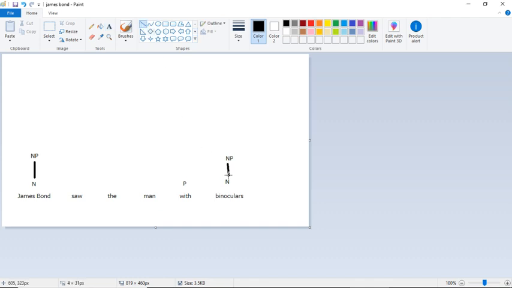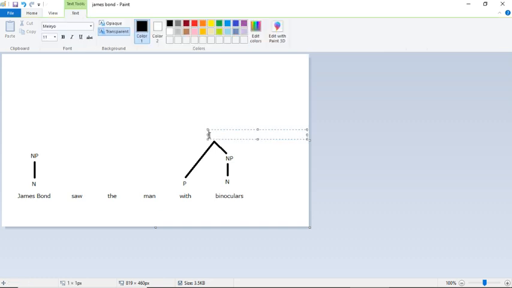like so. And the noun phrase and the preposition are going to join together to make a preposition phrase. Sorry, prepositional phrase. That's our PP right there.